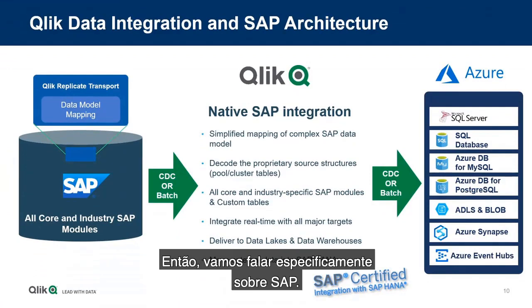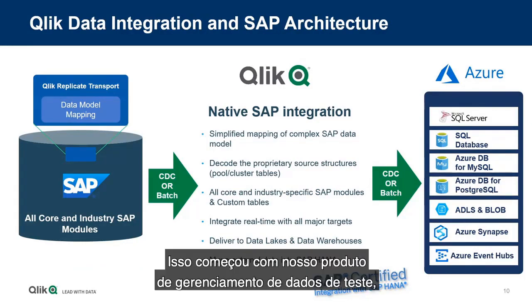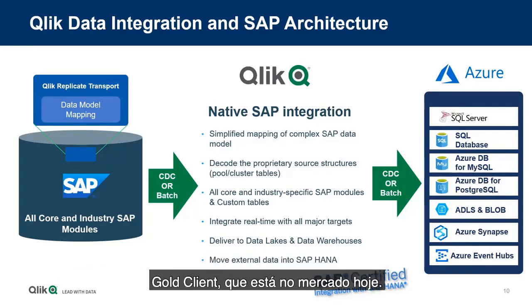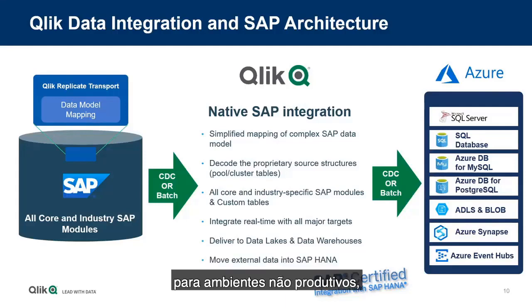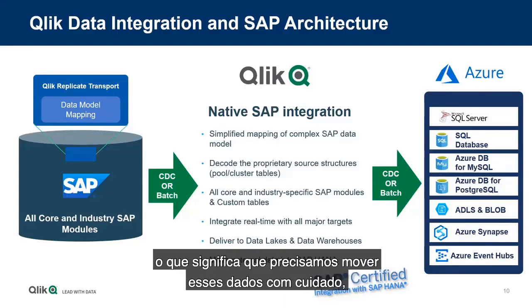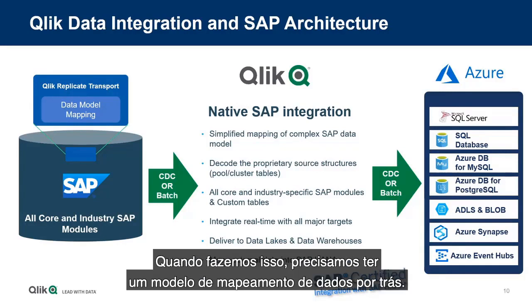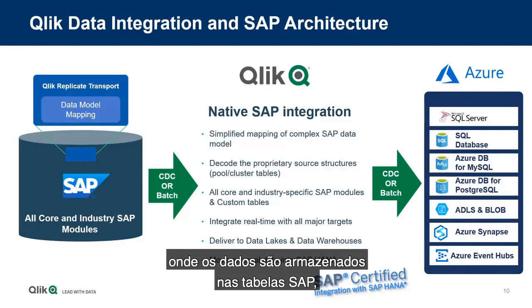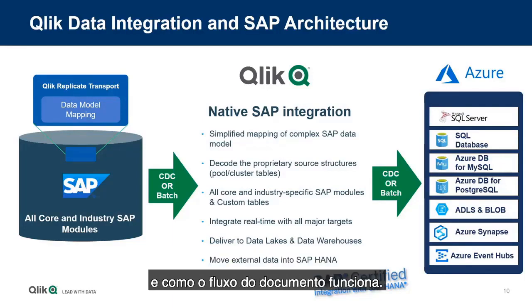So let's talk about SAP specifically. We've got an extreme focus around handling the complexities around SAP data. This began with our test data management product Gold Client, which is in the market today. Our Gold Client solution helps customers move data from production to non-production environments, meaning that we need to be able to very carefully move that data from the production system to a development, QA, or sandbox system. When we do that, we have to have a data model mapping behind it. This means understanding not only where data is stored within SAP tables, but how those tables relate to one another and how the document flow works.